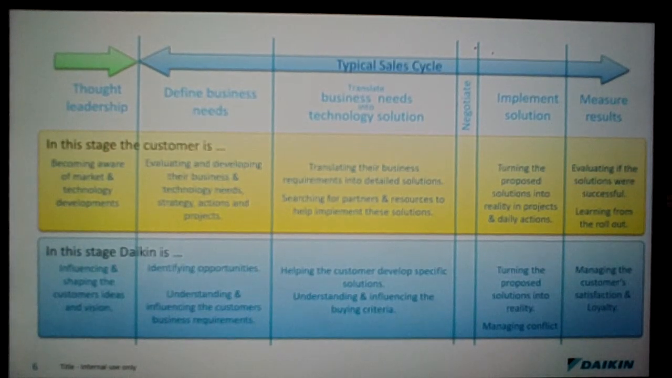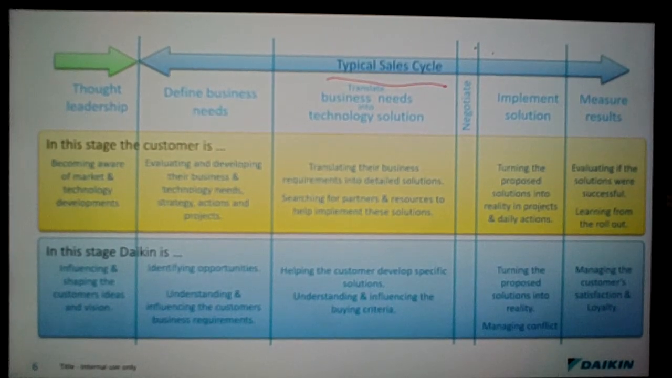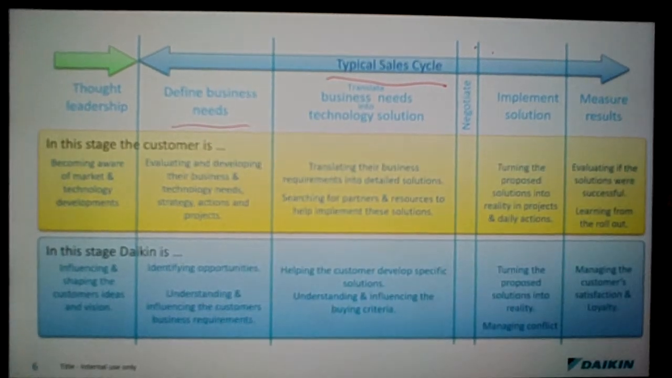So up here we have got a typical sales cycle, and this is a solution sales cycle. This is a sales cycle and a sales process which is designed for a project-driven organization such as Daikin is. Split into 5 or 6 stages. We've got thought leadership, then defining business needs, and then translating the business needs into a technology solution, the negotiation stage, implementation, and then measuring results at the end.